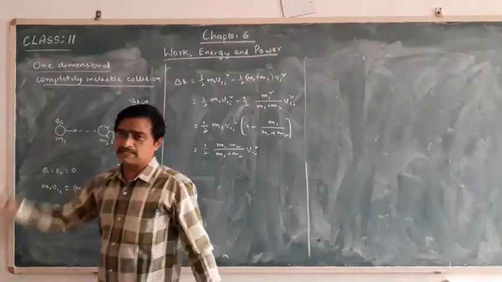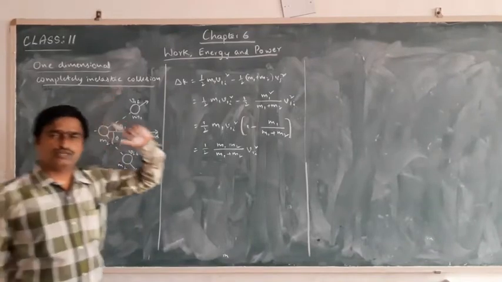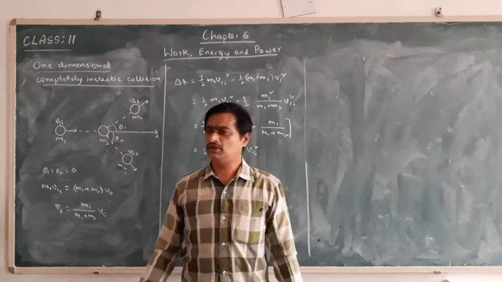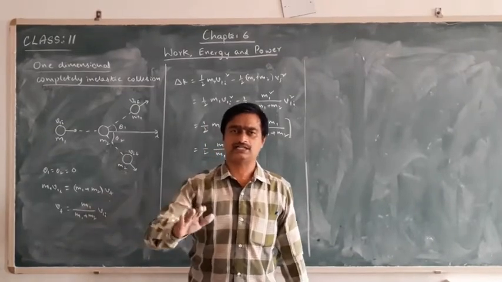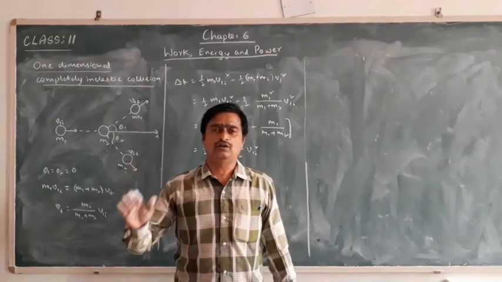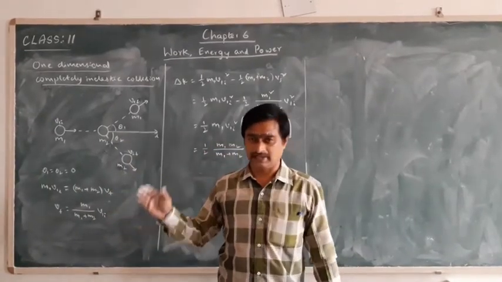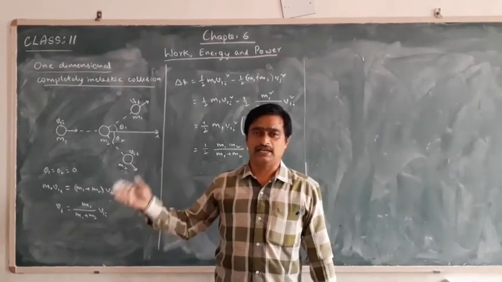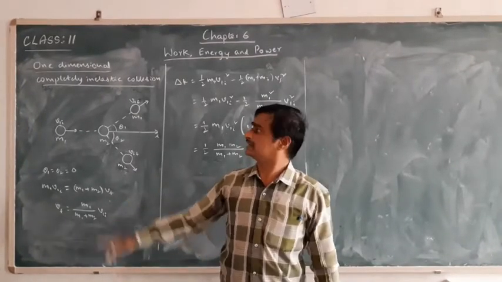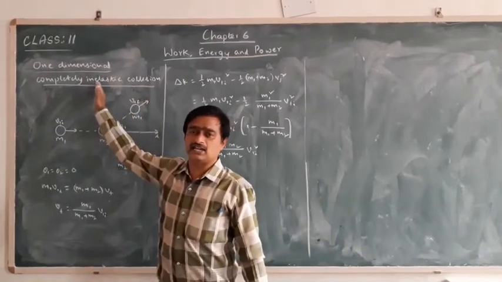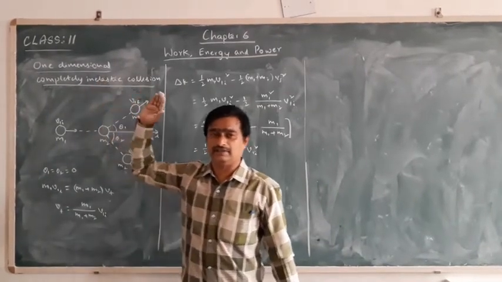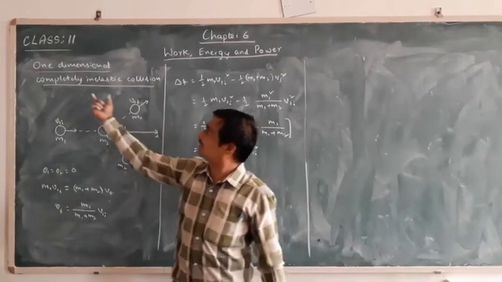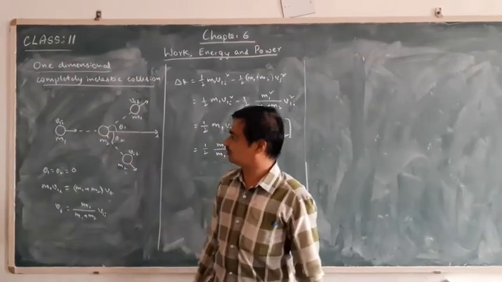Now we see one-dimensional completely inelastic collisions. Collision is of two types: elastic collision and inelastic collision. In any collision, whether it is elastic or inelastic, it always follows the law of conservation of momentum. If the law of conservation of energy is also followed, then it is called elastic. If it does not follow the conservation of energy, we call that a completely inelastic collision. Okay. And now we see the case of the final velocity in one-dimensional completely inelastic collision.